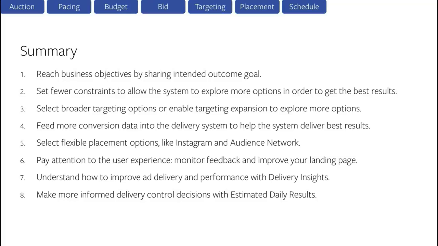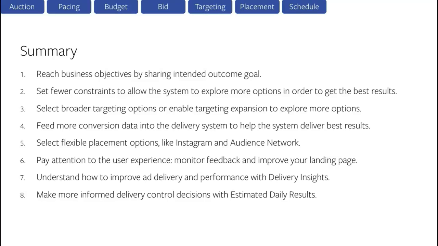So to summarize the 8 tips I just went over. Number 1, reach business objectives by sharing intended outcome goal. Number 2, set fewer constraints to allow the system to explore more options in order to get the best results. Number 3, select broader targeting options or enable targeting expansion to explore more options. Step 4, feed more conversion data into the delivery system to help the system deliver the best results.